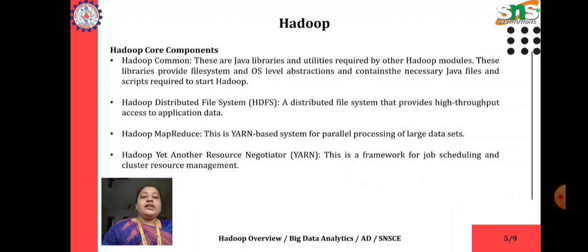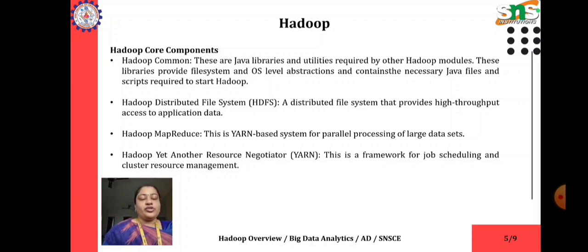When we look into the Hadoop core components, it is mainly divided into version 1.0 and version 2.0. In version 1.0, the important components of Hadoop are the Hadoop Distributed File System and the MapReduce tool. In version 2.0, they are Hadoop Common, Hadoop Distributed File System, Hadoop MapReduce, and Hadoop Yet Another Resource Negotiator.